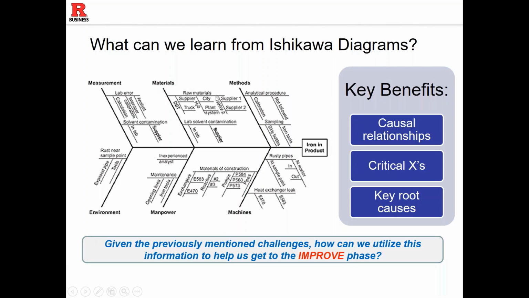As you see, there's a hierarchical structure for each of these ribs. There's a substructure where you drill down further until you really can't go any further. At the very end of that tree, you'll have what I'm calling critical X's or key root causes that are helpful in explaining why you're having iron in the product. This information is useful, especially if you do have data. You can bump those up against a regression analysis and see if those outcomes are true. But how can we use this information to move to the improve phase where we're generating solutions? That's what we're looking to address.